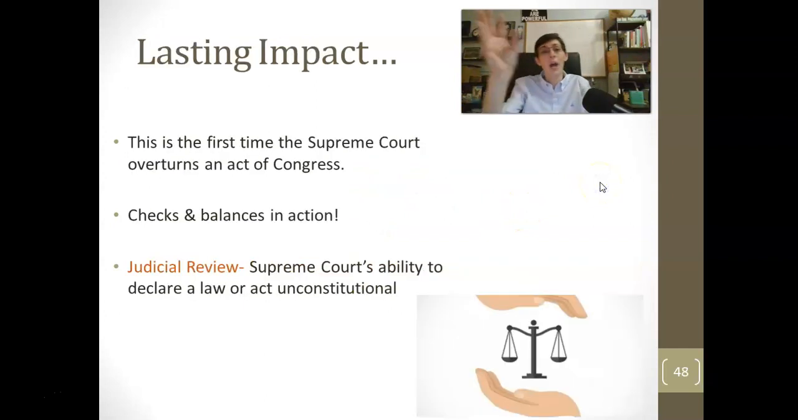So this is the first time that the Supreme Court overturns an act of Congress. The first time it actually exercises its constitutional authority and its check and balance power. So this is checks and balances in action, folks, in action. And you need to memorize this definition too. Judicial review, Supreme Court's ability to declare a law or act unconstitutional. Very important, very important. Going to be on the exam.